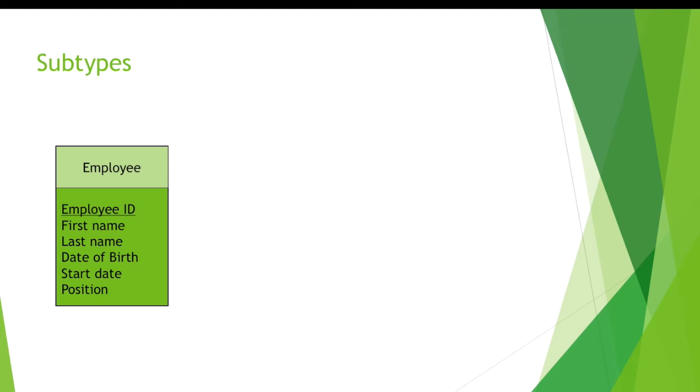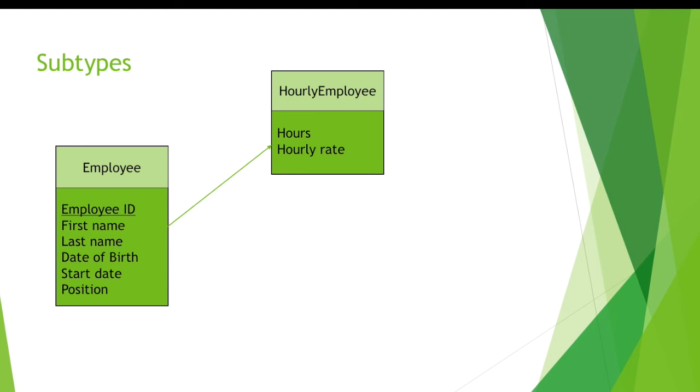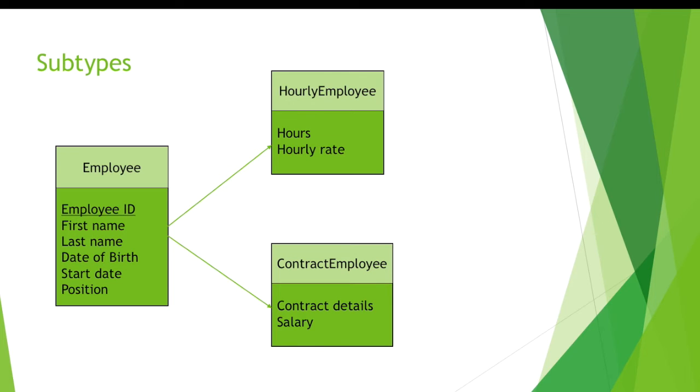The last concept is about subtypes. Subtypes apply when we have an entity that can appear in different forms and hence require some different information. So for instance, an employee can be an employee on an hourly rate or on a contract. While both have the same attributes that are defined in employee, which are employee ID, first name, last name, date of birth, start date and position, they each have some additional information.